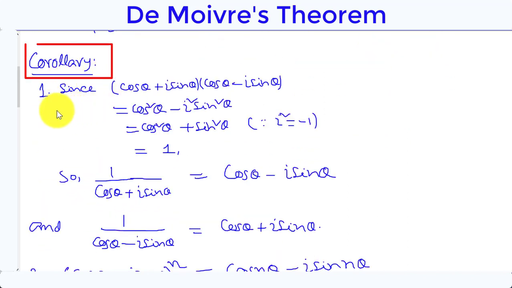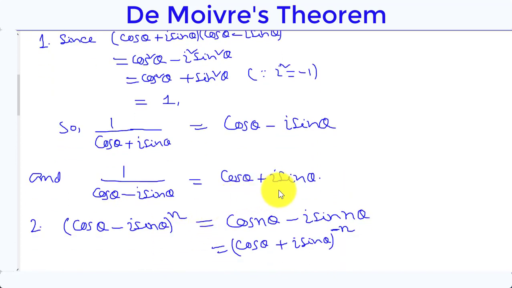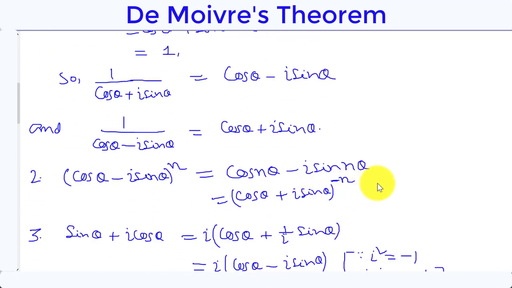Corollary: since (cos θ + i sin θ)(cos θ − i sin θ) is equal to cos²θ − i² sin²θ, which is cos²θ + sin²θ as i² is equal to −1, this is equal to 1. Therefore, 1/(cos θ + i sin θ) is equal to cos θ − i sin θ, and 1/(cos θ − i sin θ) is equal to cos θ + i sin θ.